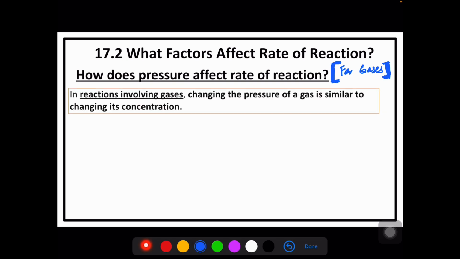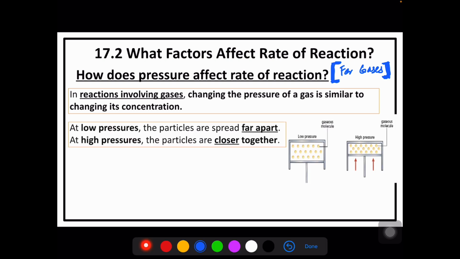So for gases, changing the pressure is similar to changing its concentration. What this means is that at low pressure, the particles are much further apart. So this can be seen as, for instance, a case whereby there is low concentration. It is not really low concentration, but it's similar to the concept that there are very few particles in a given volume because they are so far apart.